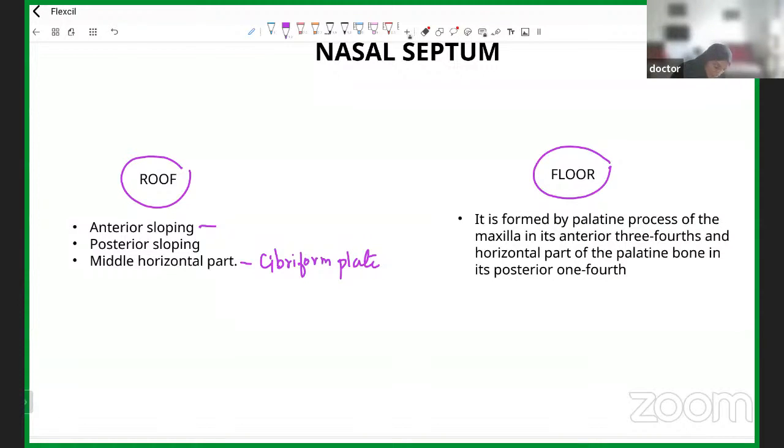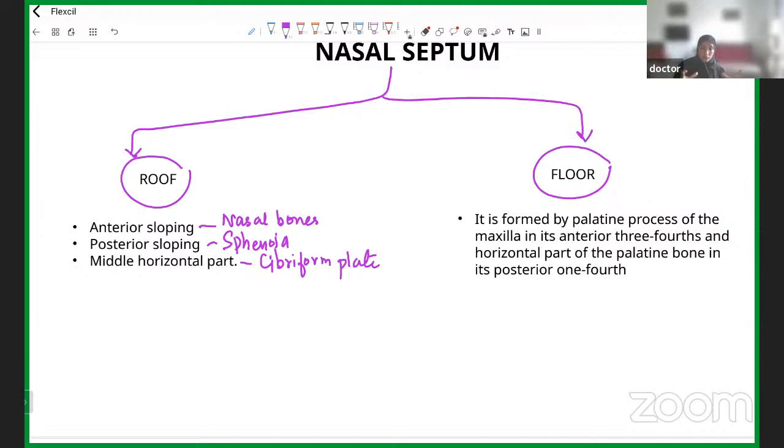Anterior sloping is formed by nasal bones, and posterior sloping is formed by sphenoid bone. Now, this is very important to write in the exam. So in the exam, if they ask you nasal septum, you should put the heading nasal septum and then put two arrows. The best way to write all these is in a flow chart manner. Then you write roof and floor, write anterior sloping formed by nasal bones, posterior sloping formed by sphenoidal bone, and middle horizontal part formed by cribriform plate. Now, from the cribriform plate, the olfactory nerve enters into the nasal cavity. If you write it, it's better. So you can write olfactory nerve enters into nasal cavity.